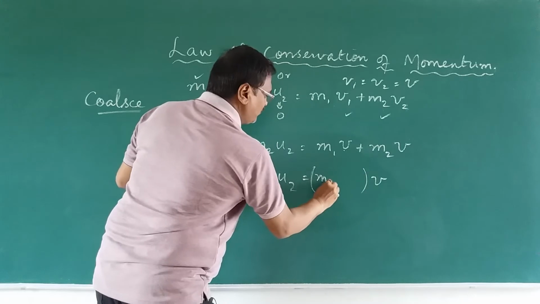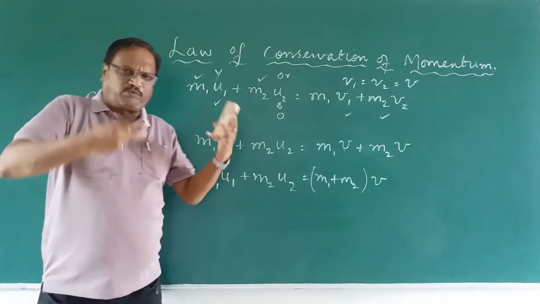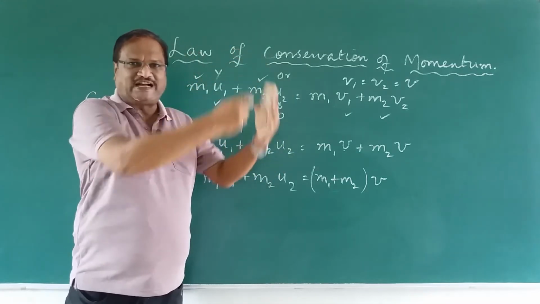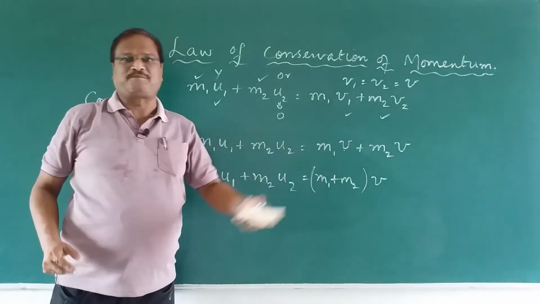So I can say m1 plus m2. This is when both bodies join together, they hit together and go together. At that time the final velocity will be a common velocity.